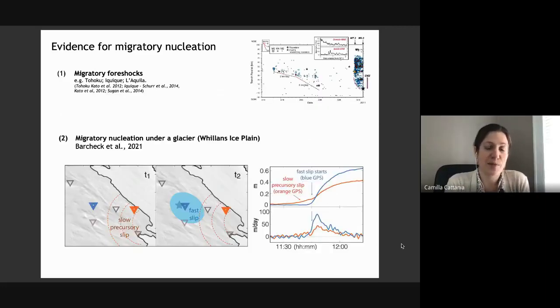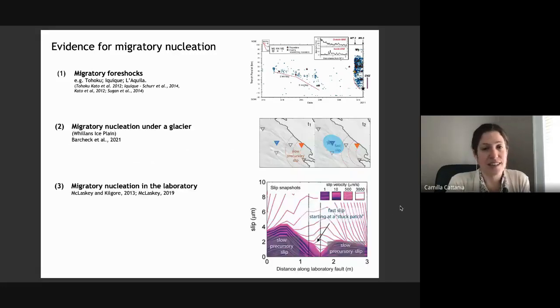The second evidence comes from quite a different setting. These are observations of pre-slip and fast slip under a glacier in Antarctica. And this is a study from Barczyk, Brodsky, and co-authors. And they basically have two GPS stations. And they find slow precursory slip at one station, and then the fast slip beginning at a different station. And so they propose this model of a migrating aseismic slip prior to the main event. And so they classify slip events based on whether the pre-seismic acceleration is co-located or it's at the other station, and they find that migratory nucleation seems to be prevalent in this case.